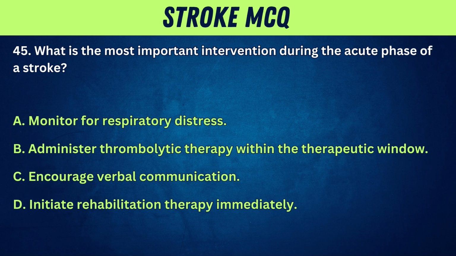45. What is the most important intervention during the acute phase of a stroke? A. Monitor for respiratory distress. B. Administer thrombolytic therapy within the therapeutic window. C. Encourage verbal communication.